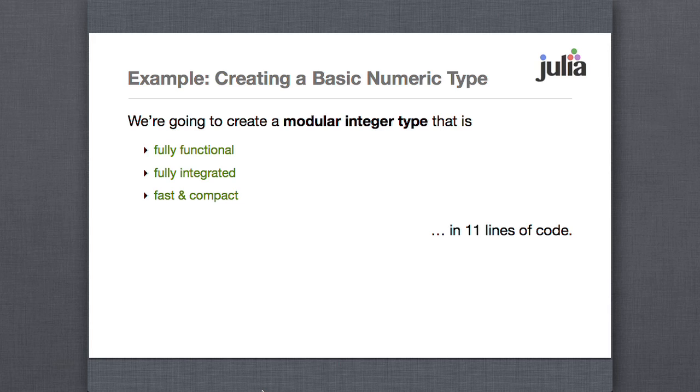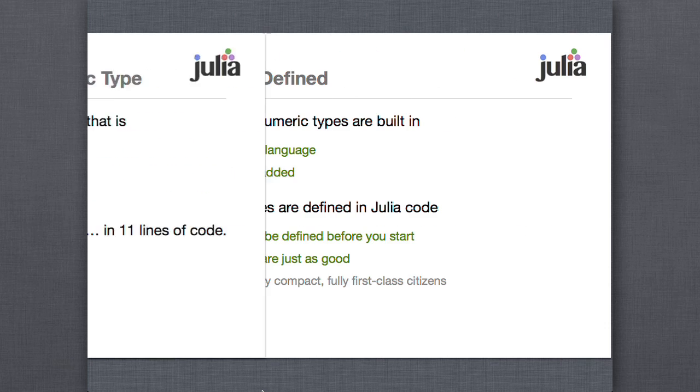So I'm going to do an example here, a little live coding that should be fun, although we've already seen a fair bit today. Basically we're going to create a new numeric type. And we're going to do it the same way that numeric types are created in Julia itself. It's fully functional, it's integrated with other types, and it's going to be fast and compact. And it's in 11 lines of code. So, you want to take over? I'll take over.